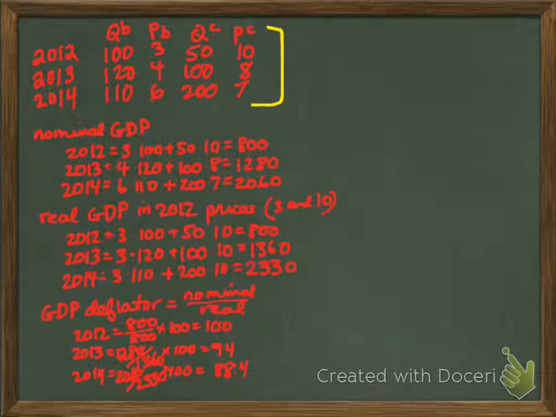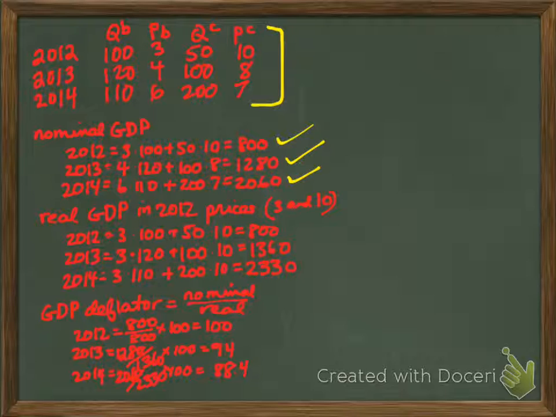So we have nominal GDP for 2012 is the price times the quantity of bread plus the price times the quantity of circuses, and that equals 800. Nominal GDP for 2013 would be the price of bread times the quantity of bread plus the price of circuses times the quantity of circuses, and that equals 1280. The nominal GDP for 2014 then is 6 times 110 plus 7 times 200, which is 2060.